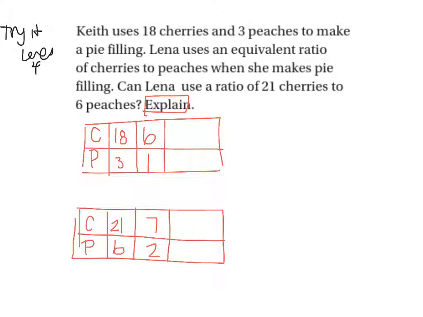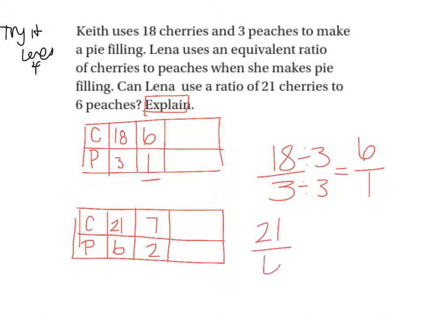I could keep going up and up, but I actually just simplified those fractions. I simplified 18 thirds. I divided it by 3. And it left me with 6 over 1, which is how I got this here. And then I simplified 21 sixths by 3 again. And it left me with 7 over 2. And those are not equivalent. So they're not equivalent.